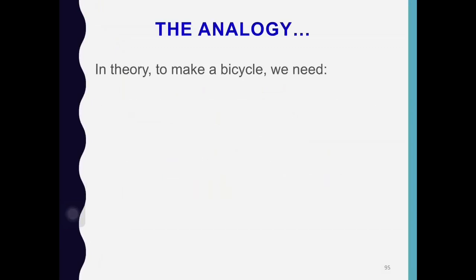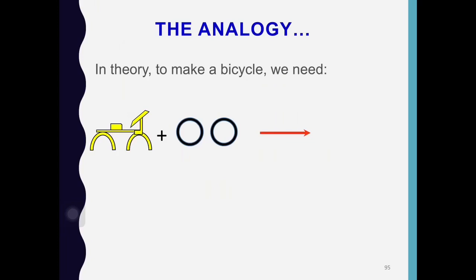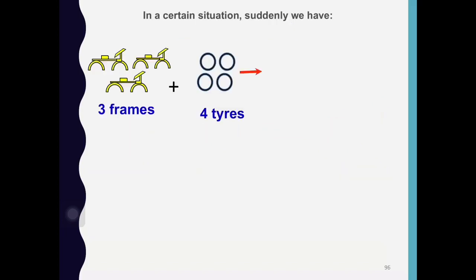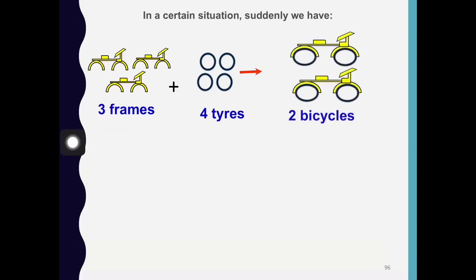This is a simple analogy so that you can understand the concept of limiting reactant. Let's say we want to build a bike. So we have frame, we have tires to form a bike. So one frame requires 2 tires so that it can build a bike. But in a certain situation, suddenly we have 3 frames and 4 tires. But finally, there are only 2 bikes that we can build. So, which one is excess?